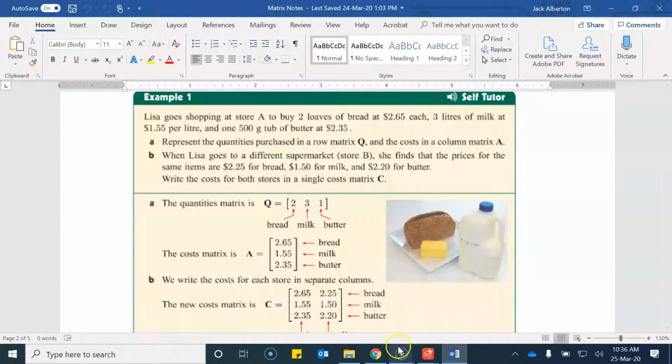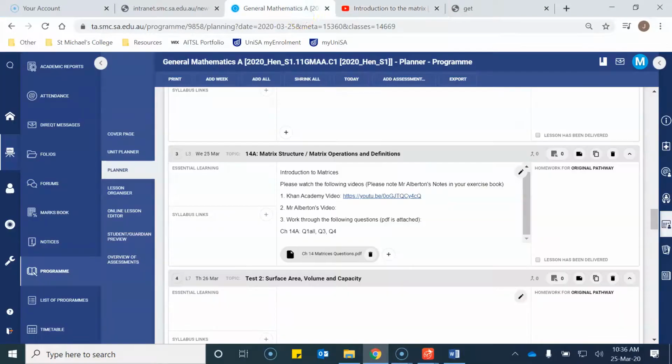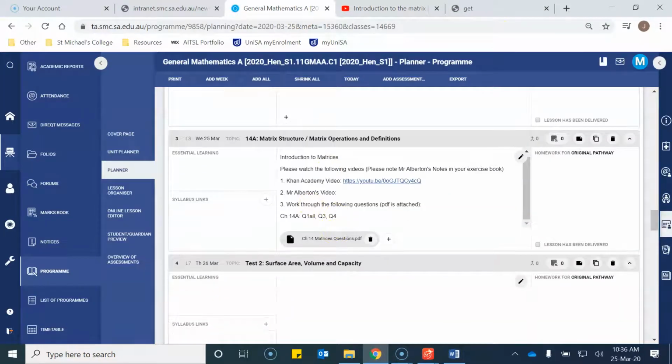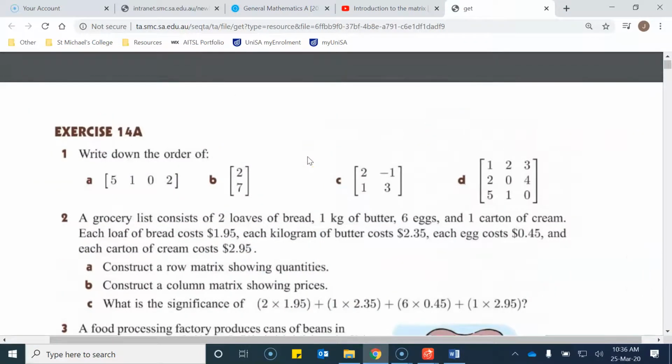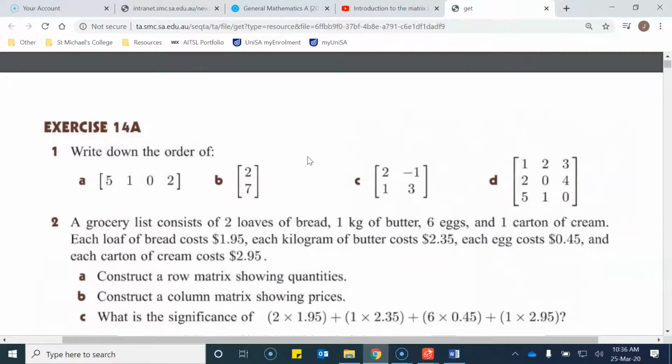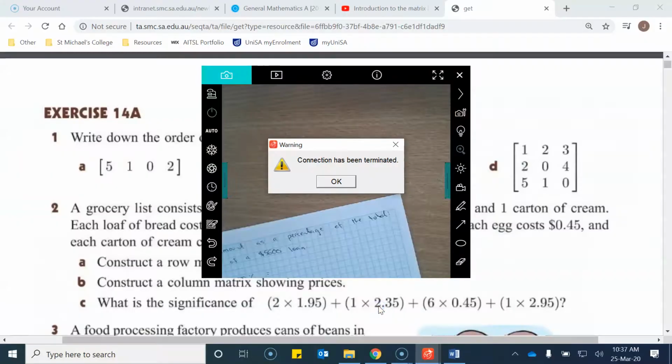All right, so just get your exercise books out. First off, question 1A. If we were to write the order of these following matrices, remember it's always row first, column second. So I might just go through this one with you actually. This is exercise 14A.